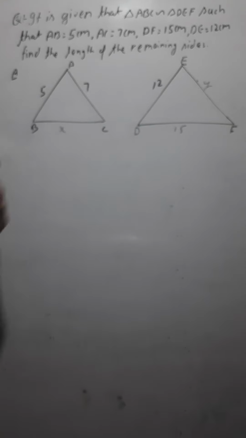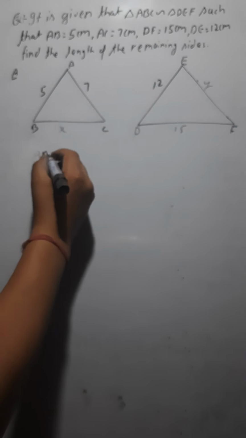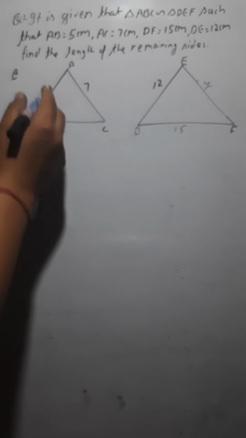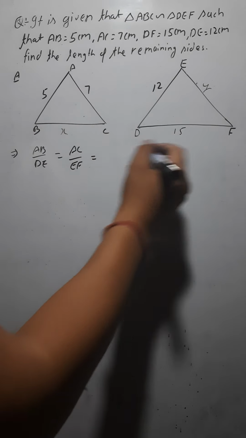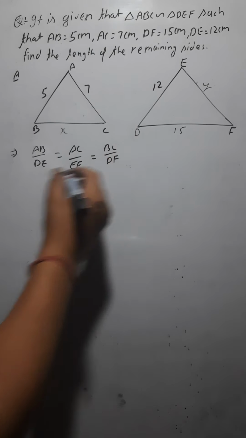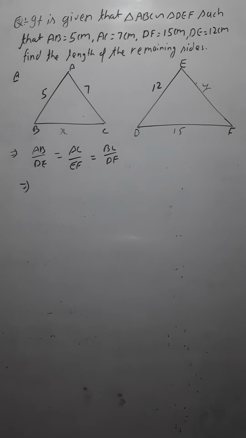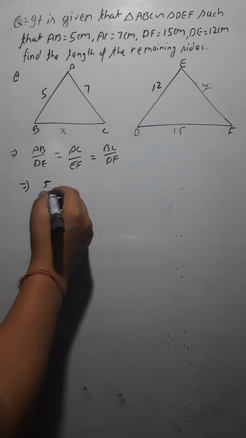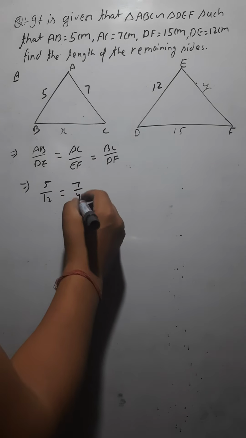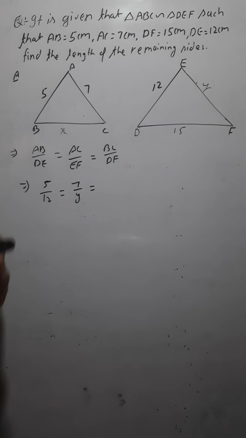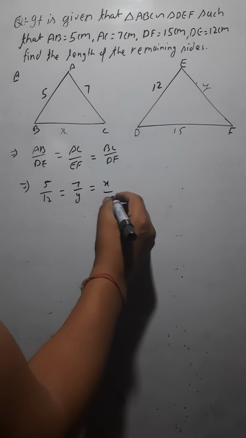Okay, now just look here. As we have discussed, the sides are in the same ratio, so I would write AB by DE. How am I writing? Because both the triangles are similar, it implies AB by DE should be equal to AC by EF and should be equal to BC by DF, isn't it? It implies AB by DE, that is 5 by 12, is equal to AC by EF, that is 7 by Y, and it is equal to BC by DF. BC is X and DF is how much? 15. So how do you solve this?